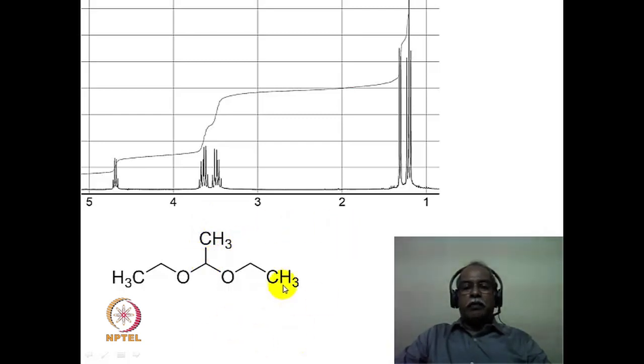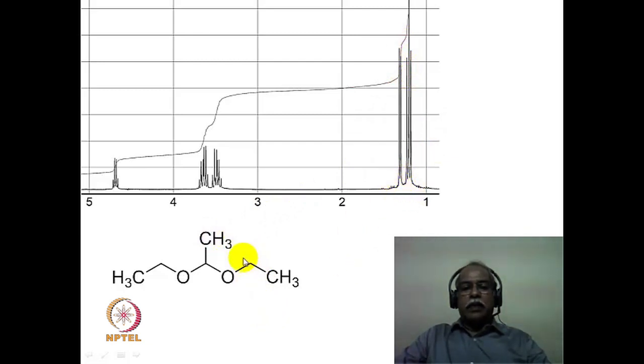Now what happened to the methyl itself? The methyl is split into a doublet. So you can see a doublet here, for example, and this methyl is essentially split by this methine hydrogen into a doublet, and you can see the methyl group with the 3 hydrogen intensity being a doublet in this region of about 1.3 ppm or so.